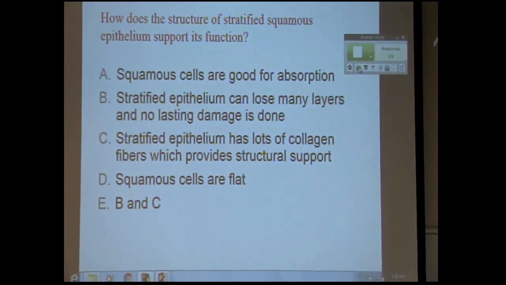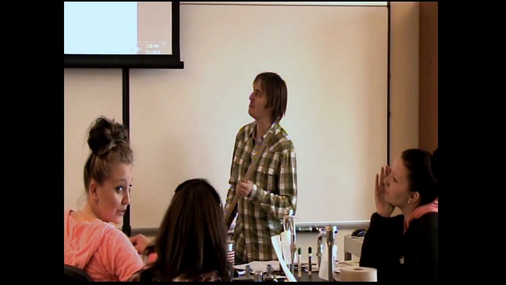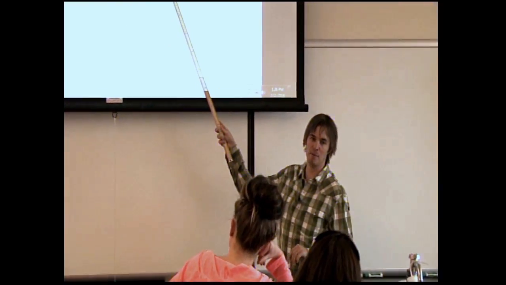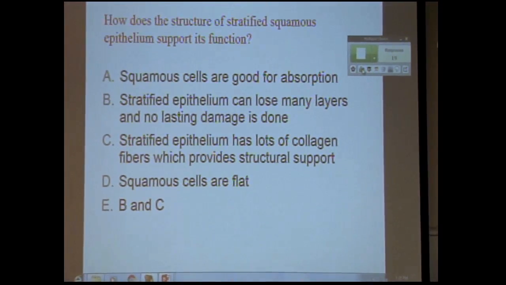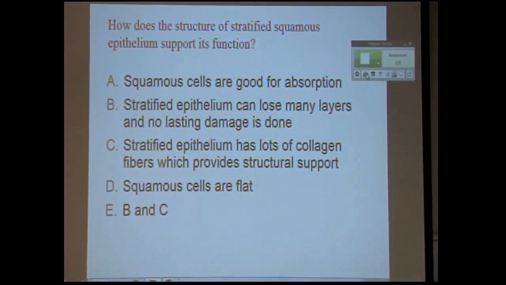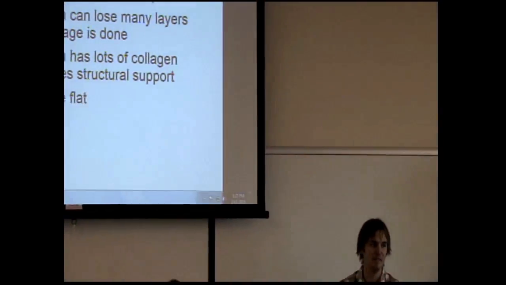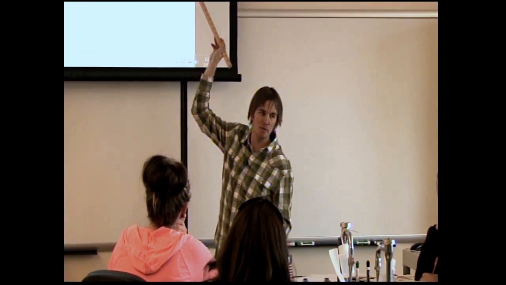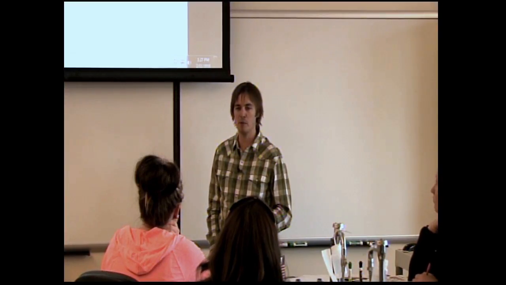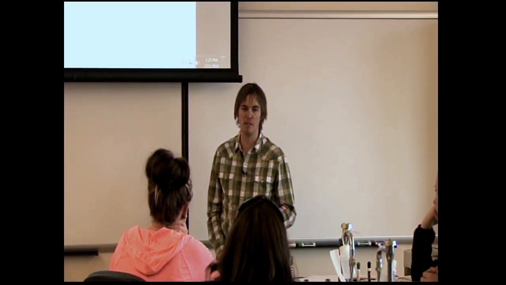It could be what it's made of. It could be the shape. It could be the arrangement of the cells. So let's see, C was the second most popular. That one's tricky, but no, epithelial tissue does not have lots of collagen. It has very little extracellular matrix. Connective tissue has all the collagen. So that's actually a false statement. A, that's not true. Squamous cells are not very good for absorption. You actually want columnar cells for absorption.